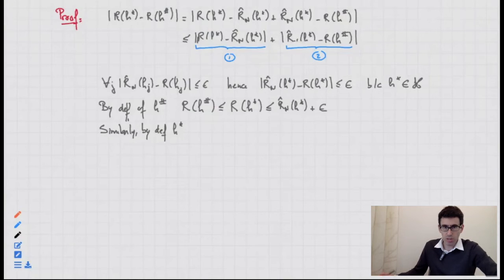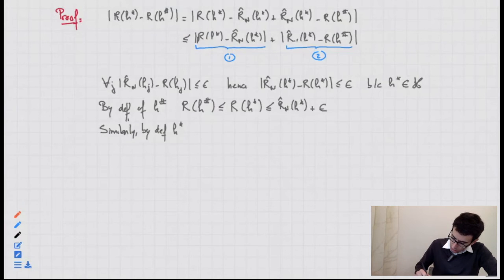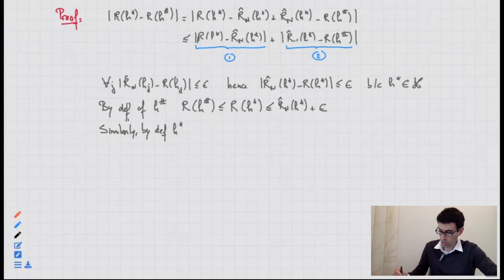The other thing that we're going to notice is the following. By definition of H sharp, what do we know? H sharp is the minimizer of the true risk. So for sure, it must be that R of H sharp is less than R of H star, right? Because H star is a model in my set, but it might not be H sharp. H sharp is the one that minimizes the risk. And what I've also proved, because of the sentence I wrote before, is that the true risk of H star is no more than R hat n of H star, the empirical risk, plus epsilon. That follows from the equation I wrote just above.